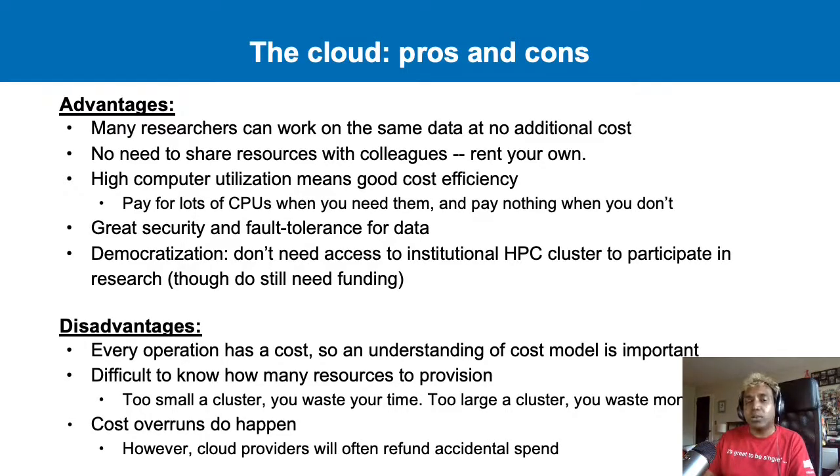There's also really great security and fault tolerance for data. Even in the EU right now, the cloud is being used for some data sets, such as in FinnGen. I believe we do have a module on how data privacy is working, not in Hail, but in the IBG StatGen workshop. There's also democratization, because we don't need access to institutional HPC clusters to participate in research.